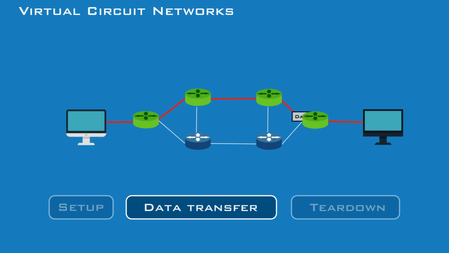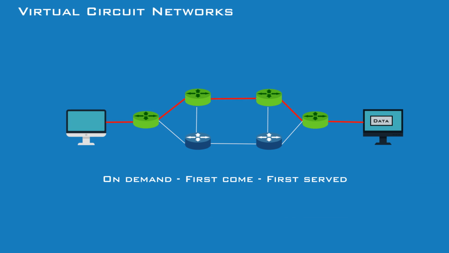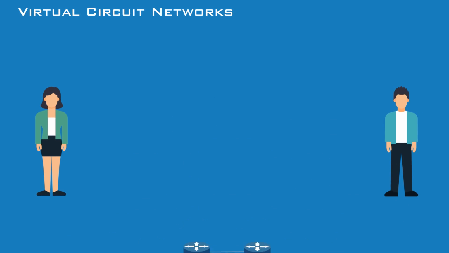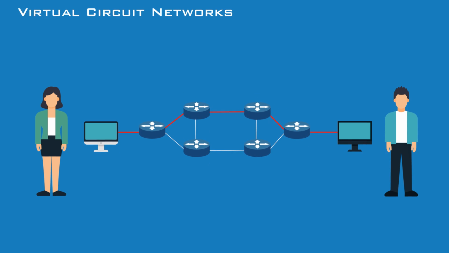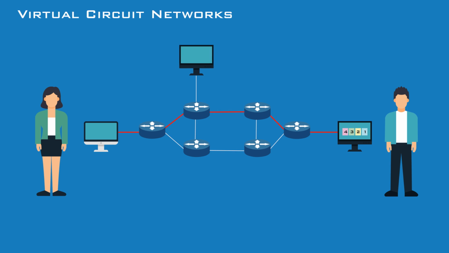The same resources are allocated on demand, and on a first-come first-served basis. For example, Alice and Bob are communicating via a switched network, and if 4 packets are transmitted from Alice to Bob, and after that they pause for a while, that means no packets are being transmitted. Now, if someone else communicates in the network, the same path can be used to transmit their packets, even though the connection for Alice and Bob is not terminated.